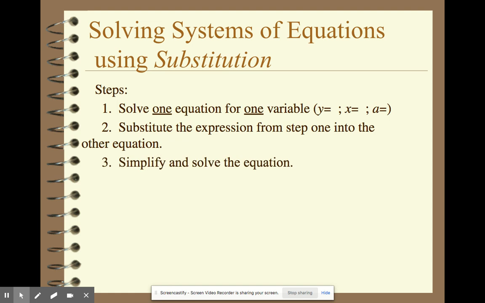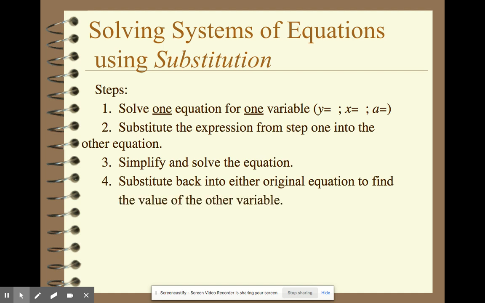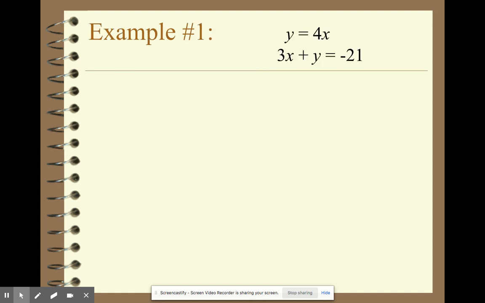Step three, simplify and solve the equation. Step four, substitute back into either original equation to find the value of the other variable. And then step five, check the solution in both equations of the system. So let's look through an example.